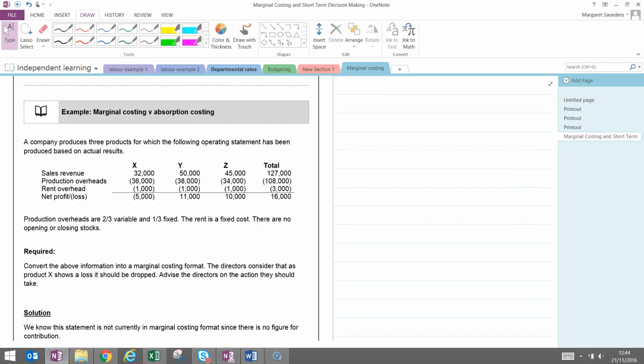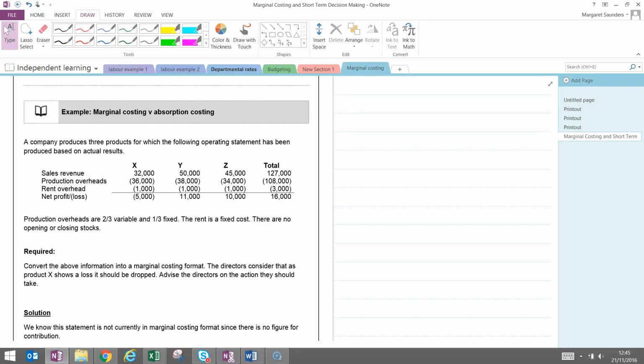So we have a company that produces 3 products, and the following operating statement has been produced, which is based on actual results. So we have the sales revenue for 3 products and in total. We have the production overheads for the 3 products and in total. We then have a rent overhead for the 3 products and in total. And finally, we have the net profit or loss, which has been arrived at by taking the sales revenues minus all the overheads.